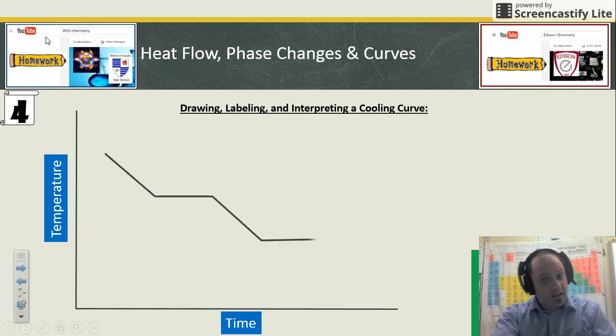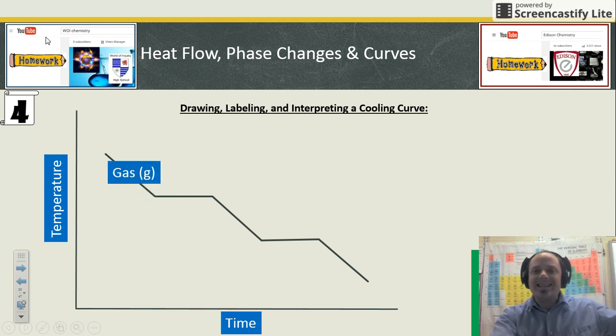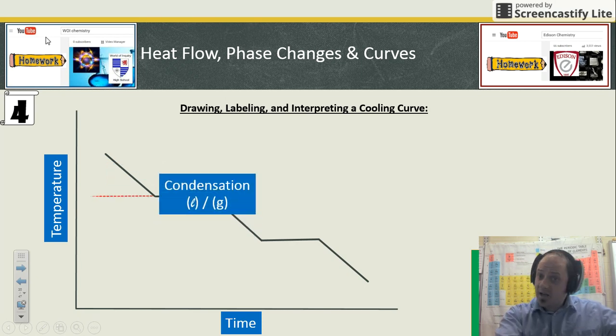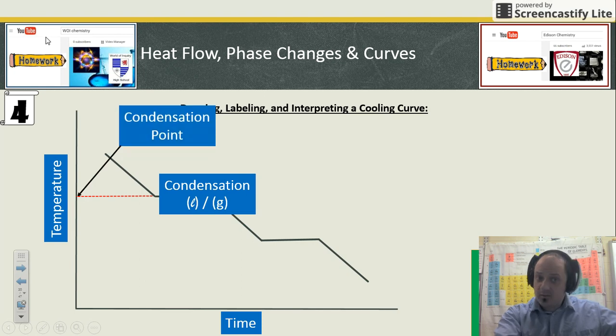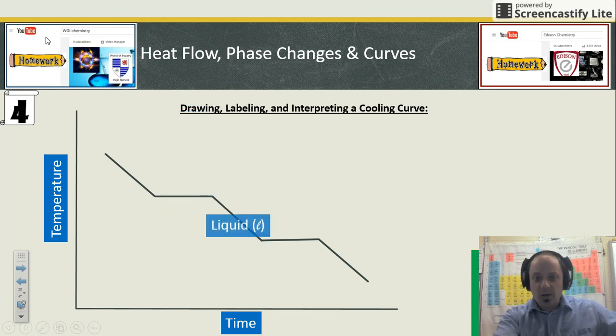Slant, flat, slant, flat, slant. Again, same profile of the curve, but it's coming down in temperature this time. Gas is at the high end. Condensation in the first flat, that's the condensation point. It's the same temperature as the boiling point, by the way. Then we've got liquid in the middle.